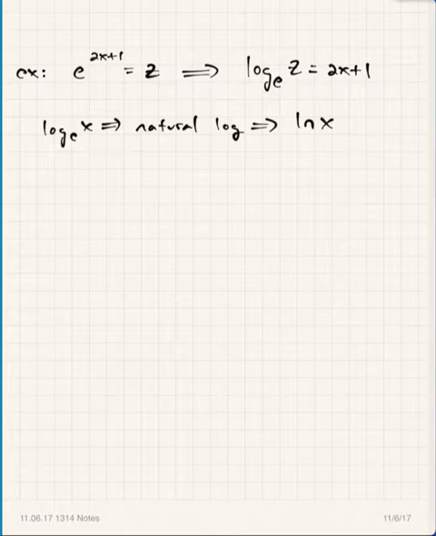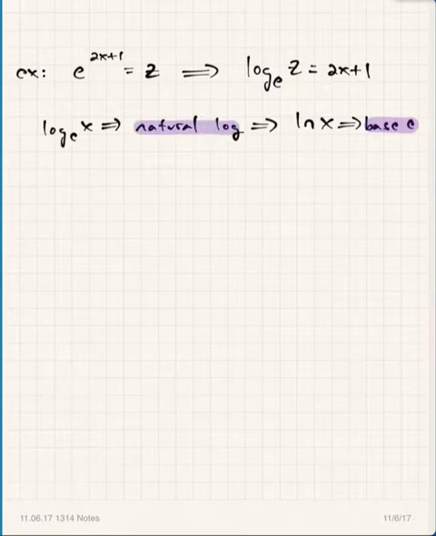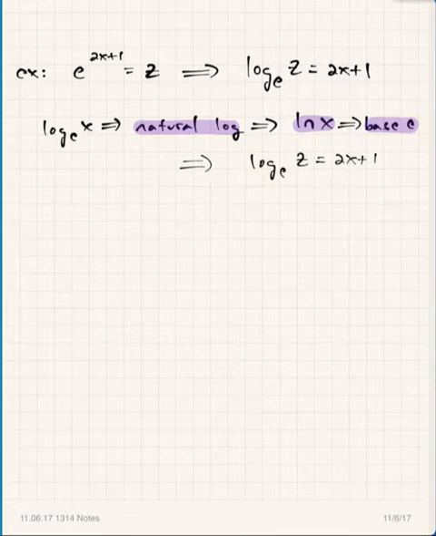And so a base e logarithm is called the natural logarithm, and its abbreviation is ln x. It's understood to be logarithm base e. So going back to our problem, the log base e of z equals 2x plus 1, we would abbreviate that as ln z equals 2x plus 1. And that would be our abbreviation.